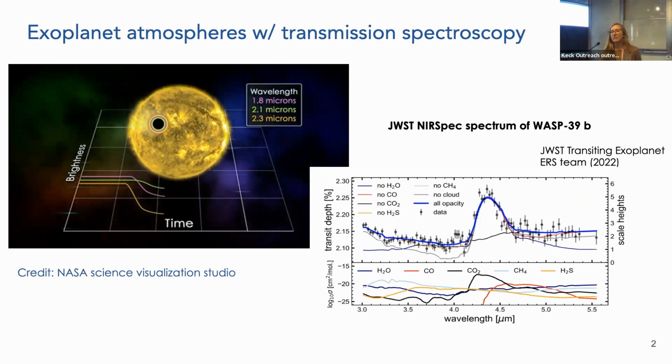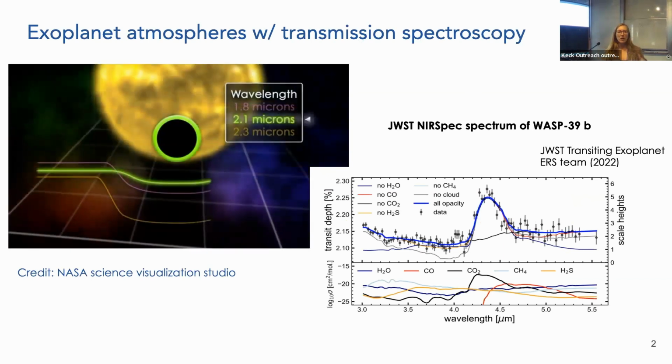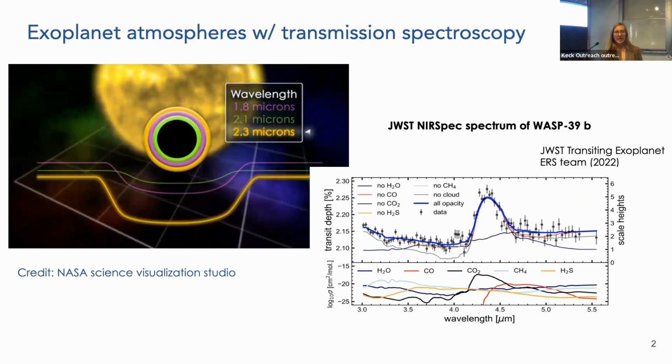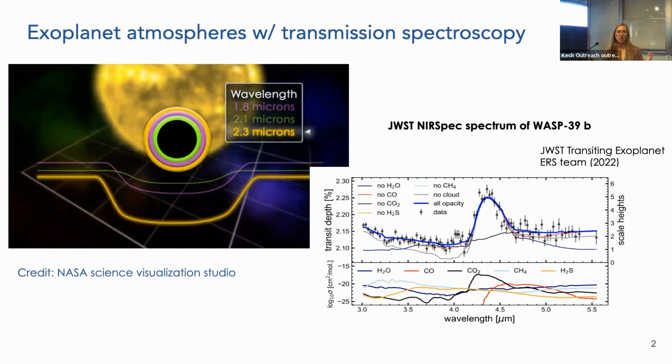At wavelengths where there's some opacity source that is absorbing in the planet's atmosphere, the planet will look larger. So here's a really beautiful example of the first transmission spectrum from JWST that was published, of WASP-39.